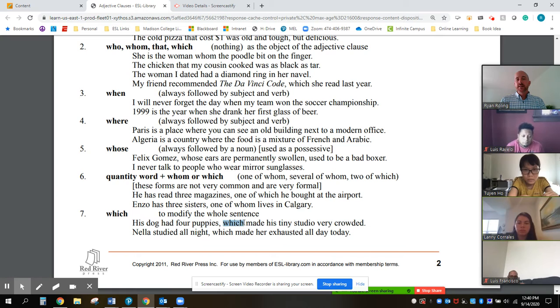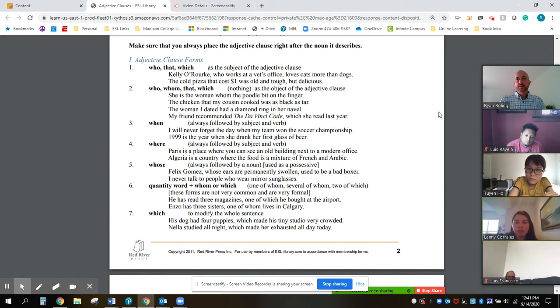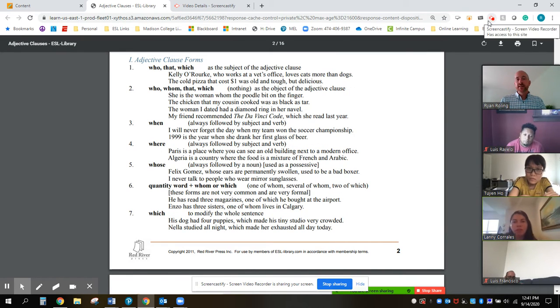Now, this is not describing specifically his dog or the puppies, but in total, his dog and the 4 puppies all made his studio apartment very crowded. Okay, so again, it's modifying the whole sentence.